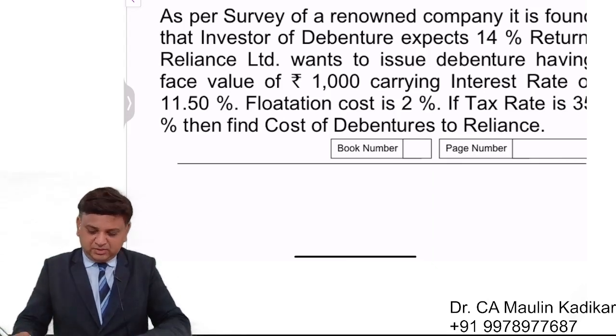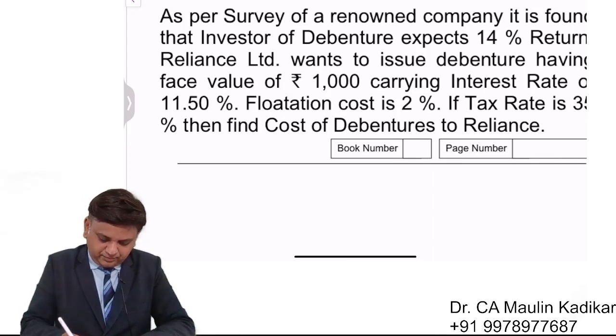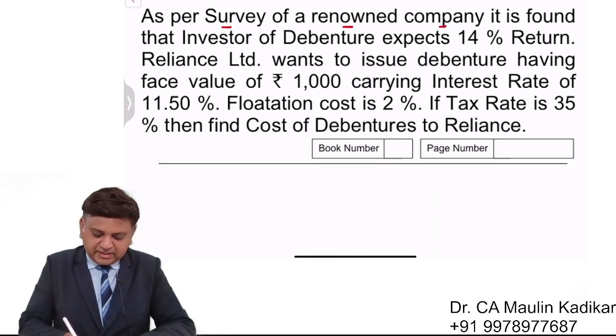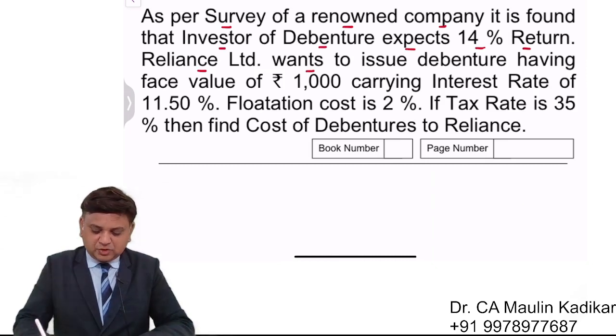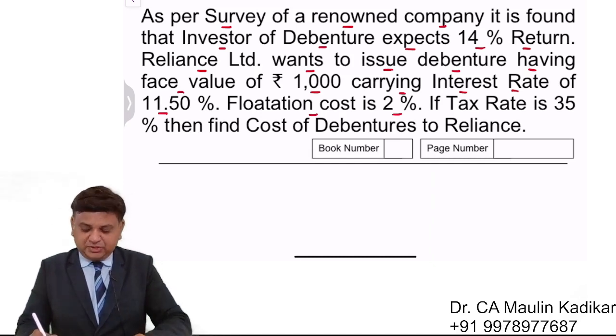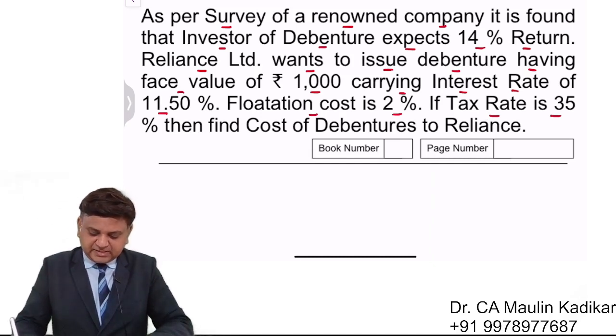Let us see the next question. As per survey of a renowned company, it is found that investor of the debenture expects 14% return. Reliance Limited wants to issue debentures having face value of rupees 1000, carrying interest rate of 11.5%. There is a flotation cost of 2%. Income tax rate is 35%. Find out cost of debenture to the Reliance company.